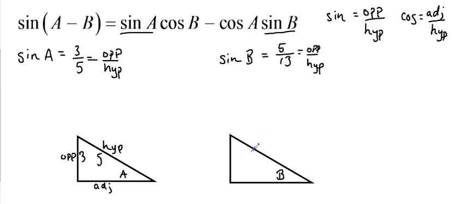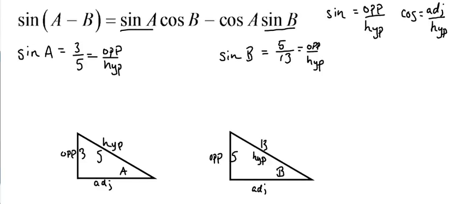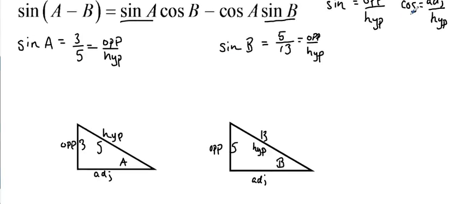For this triangle, we'll label it pretty much the same. The opposite side of angle B is 5, so I'm going to put a 5 here. That's opposite. The hypotenuse is 13, that's the longest side, so I'm going to put a 13 right there. That's the hypotenuse. And again, I am missing the adjacent side.